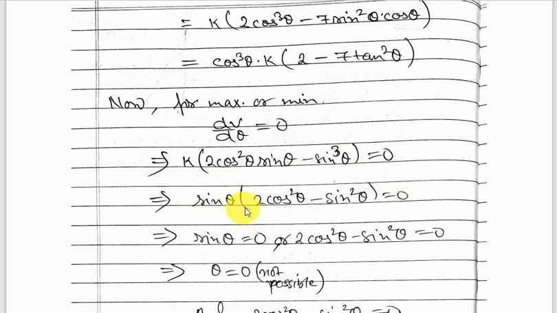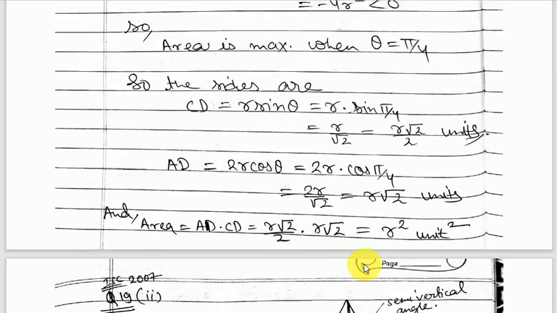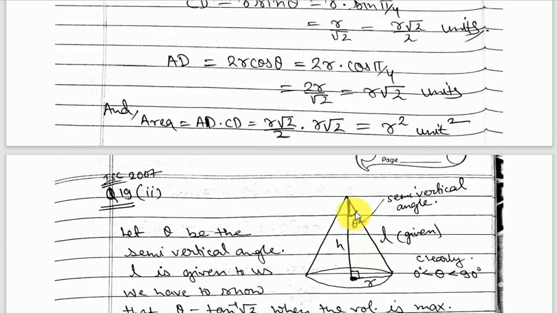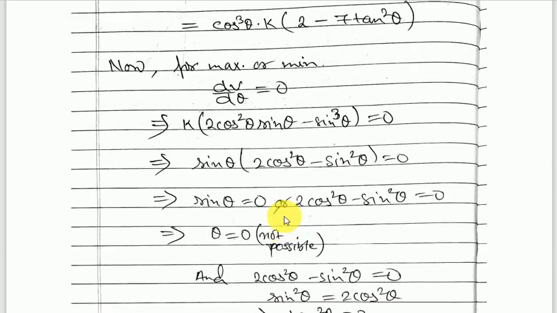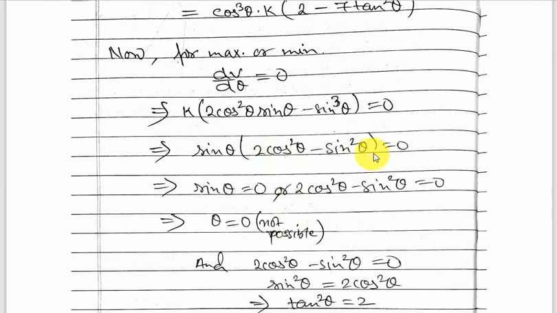So either sin theta equal to 0 or this equal to 0. But sin theta cannot be 0, because sin theta equal to 0 implies theta equal to 0. That means this would become 0, and this L and this H will overlap. In that case, we will not have a cone. So theta cannot be 0, so this part will be equal to 0.